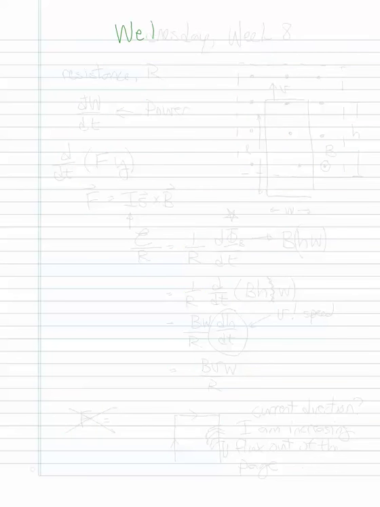Or the problem that we did on Wednesday of week 8. And the problem was that we were pushing a loop of wire into a region of magnetic field. And for the purposes of this problem, let's say that the magnetic field is coming out of the board. And we're going to push the loop into this region of magnetic field, where the region is finite. And we're going to push the loop at constant speed, v, into the region of field.